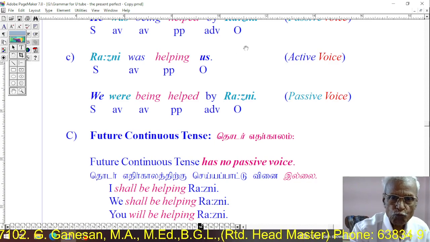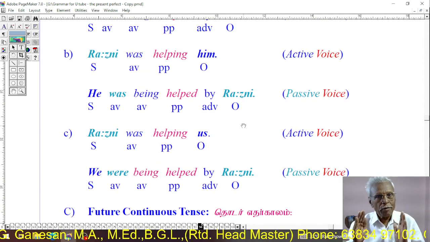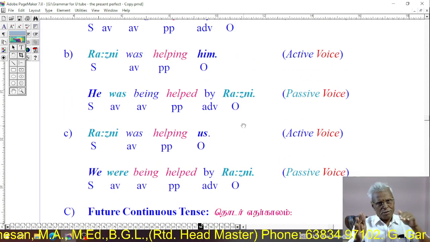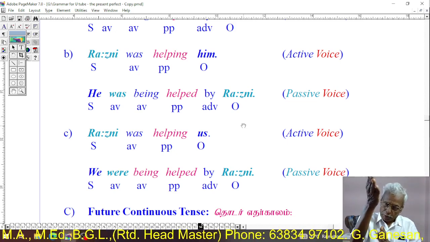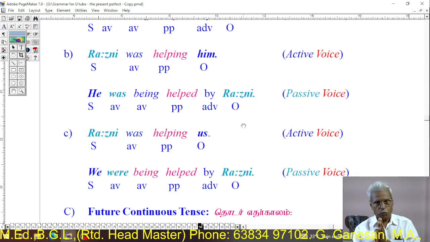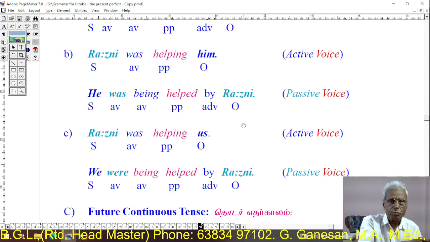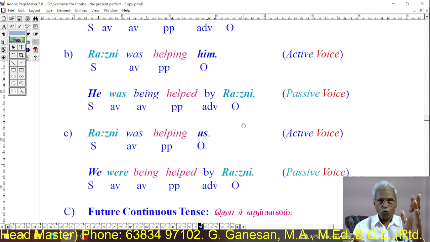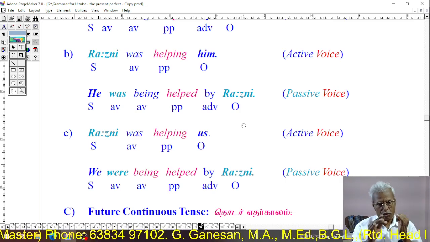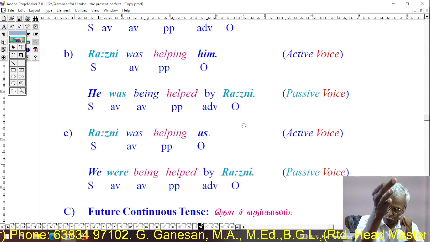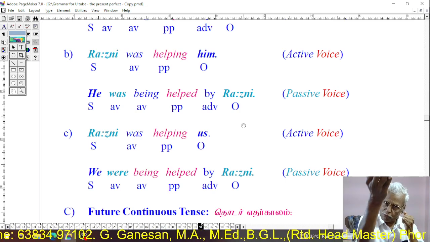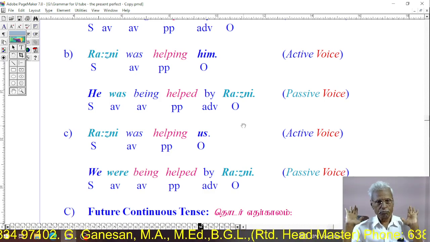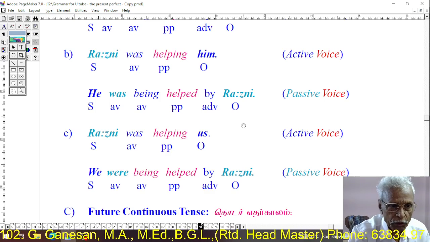So recapping past continuous tense, as in present continuous tense, the present participle should be changed into the past participle. Then being should be placed before the past participle. Then the be verb, was or were, according to the subject. If the subject is singular, use was. If the subject is plural, use were. That's all.